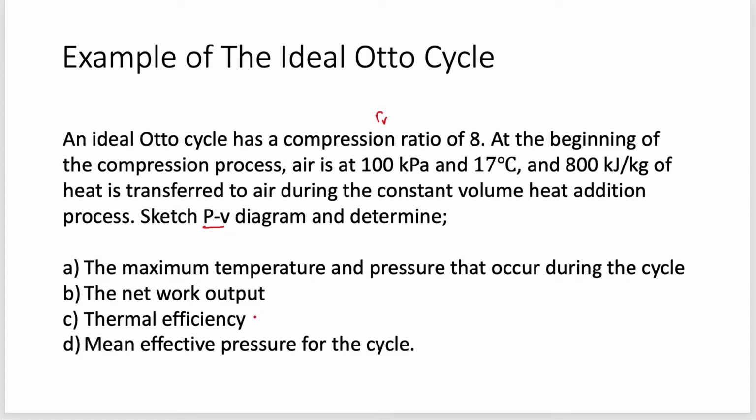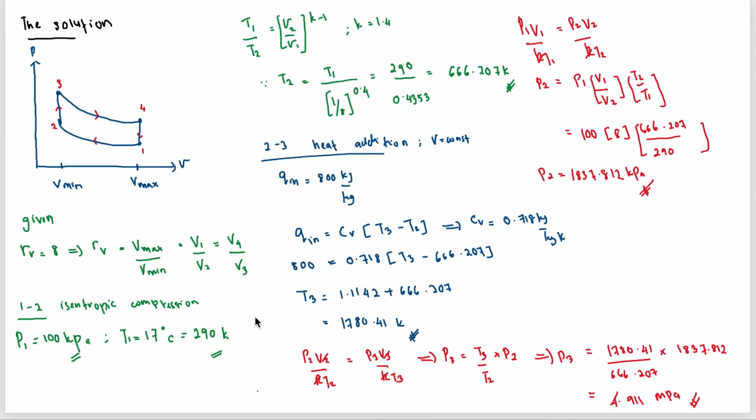and mean effective pressure. So, first thing first, this question asks us to sketch the PV diagram. So, this is the PV diagram for the Otto cycle. This is the compression, isentropic compression. This is constant volume heat addition. This is isentropic expansion, and this is constant volume heat rejection. You have to know this.